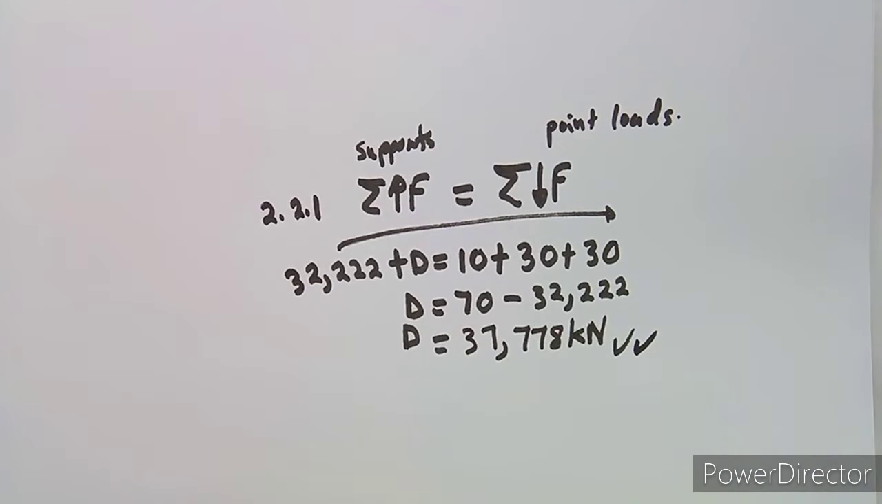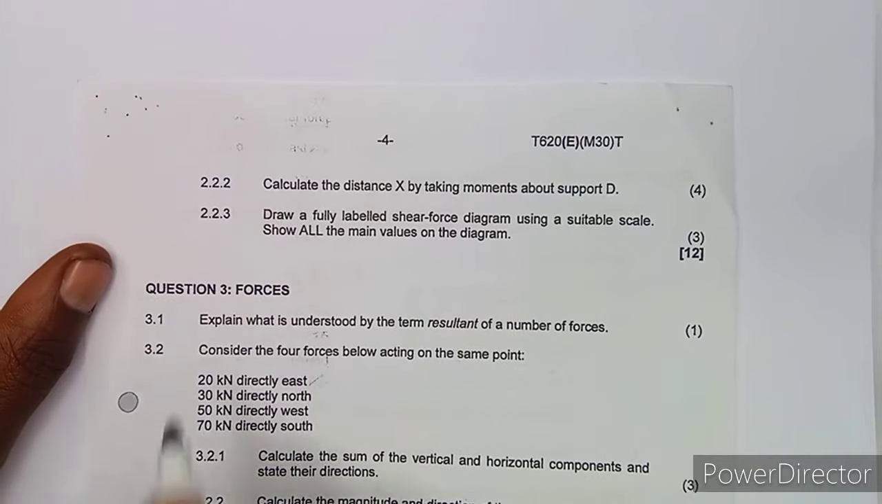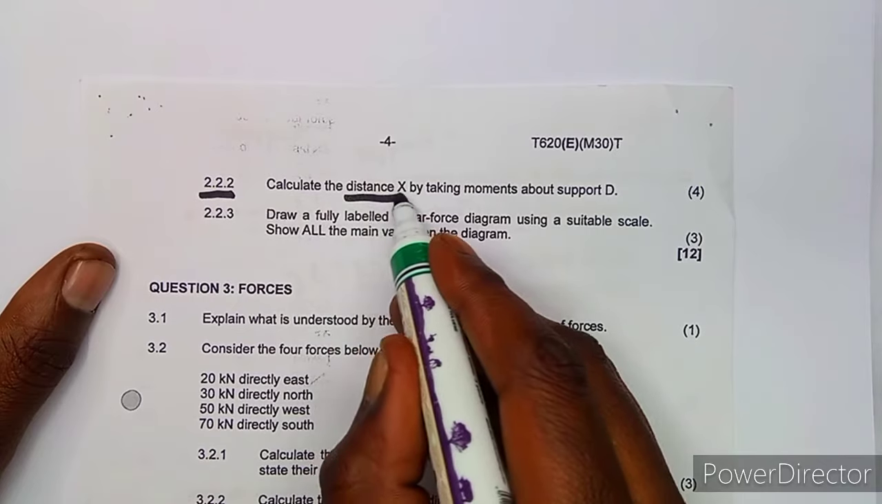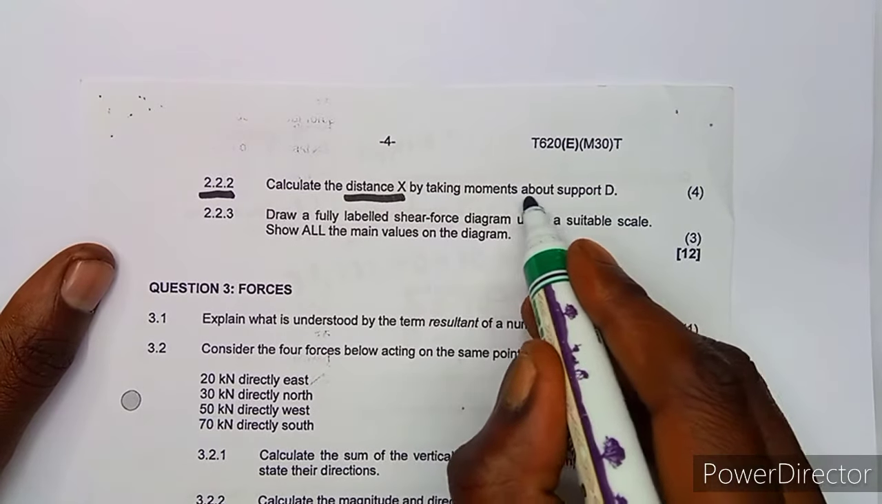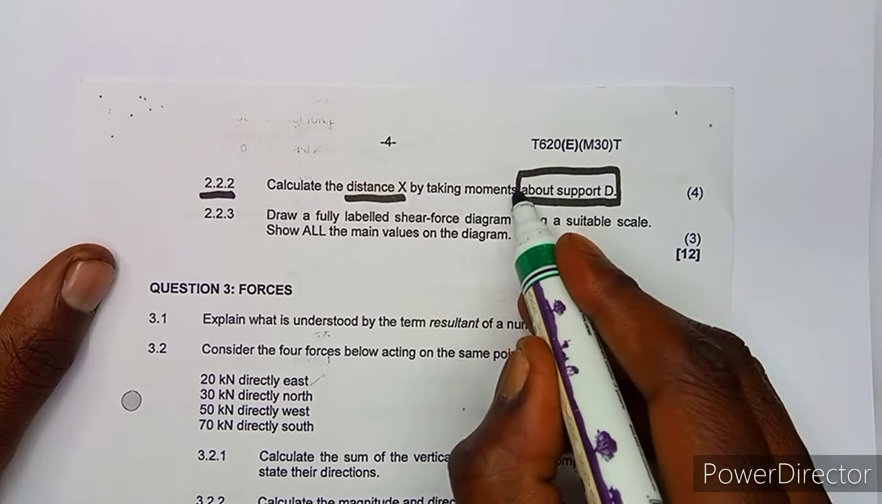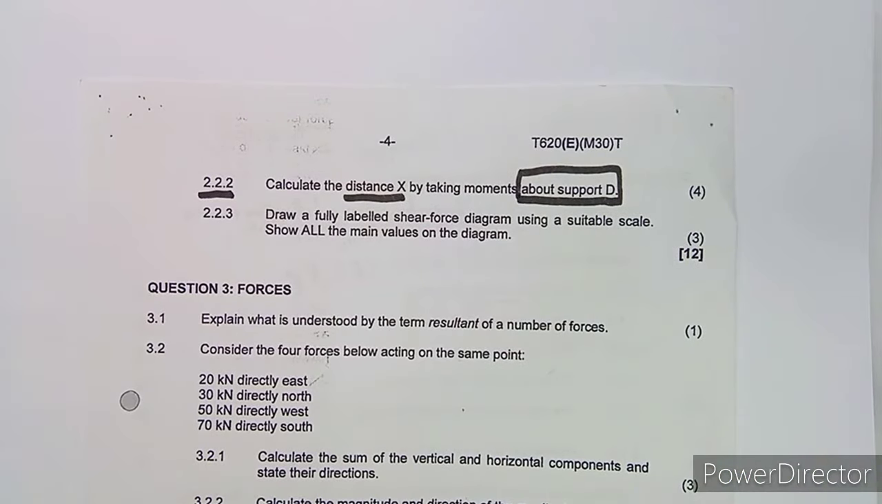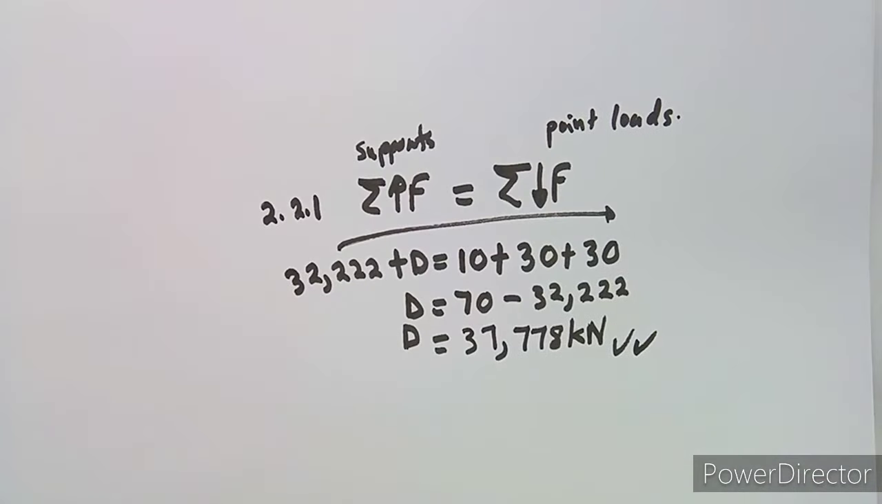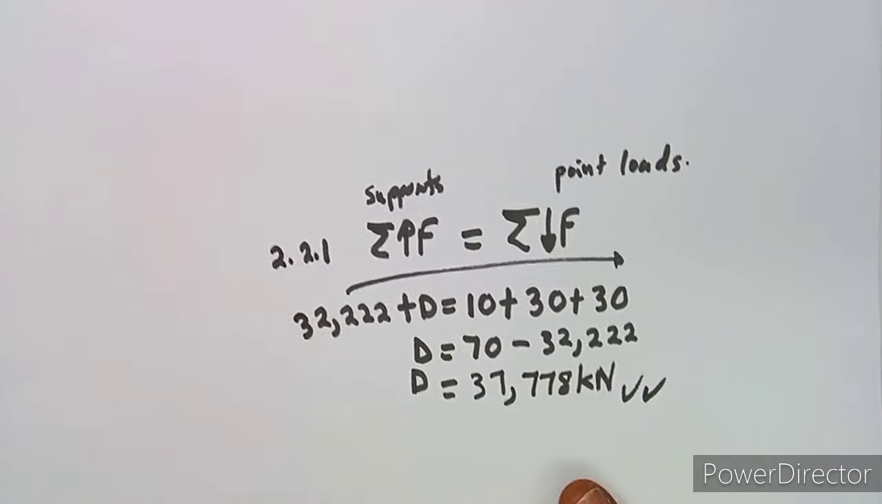And the second question, which is a continuation, is 2.22, which is calculate the distance x by taking moments about support D. Take note, we are given where to take our moments about support D. All right, so this is what we are going to have, guys, about support D.